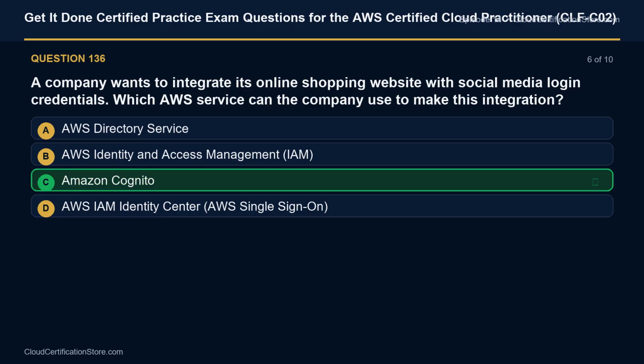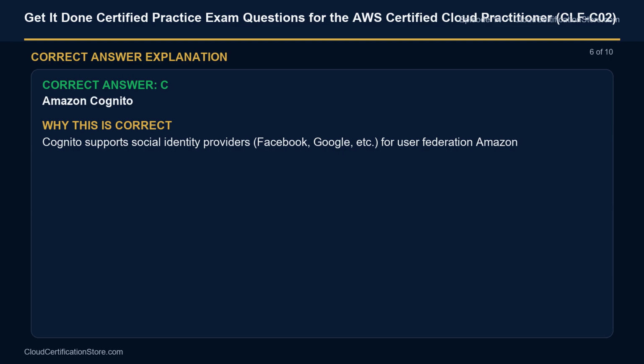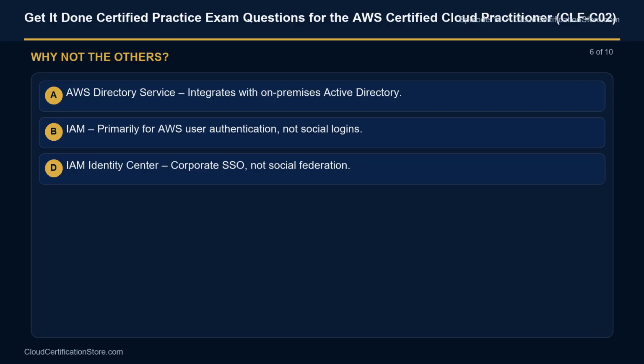The correct answer is C, Amazon Cognito. Explanation: Cognito supports social identity providers, Facebook, Google, etc., for user federation. Why not option A? AWS Directory Service integrates with on-premises Active Directory. Why not option B? IAM is primarily for AWS user authentication, not social logins. Why not option D? IAM Identity Center is corporate SSO, not social federation.